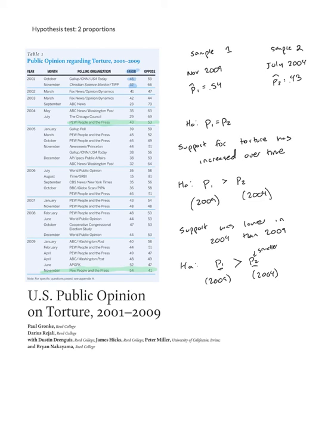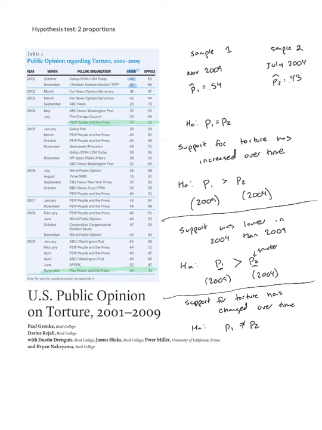Notice these are two different ways of asking exactly the same question. Now, the third option I could ask is support for torture has changed over time. And if I wanted to show this instead, then my alternative hypothesis would be p1 is not equal to p2, because what I'm trying to show here is that it's changed. It's somehow different. So in this example, we see three different alternative hypotheses we could set up, and realize that there's multiple ways, like here and here, of asking basically the same question.